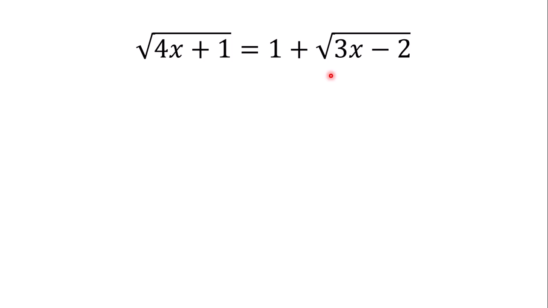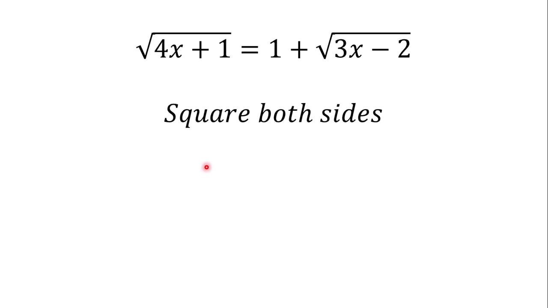So what you have to do is square both sides by considering this whole thing as 1 and this whole thing also as 1. So you bracket this one, then you square it. You also bracket this one, then you square it. All right. Square both sides. And I've already explained what squaring both sides means. So let's square both sides.